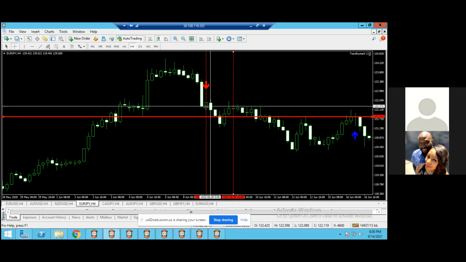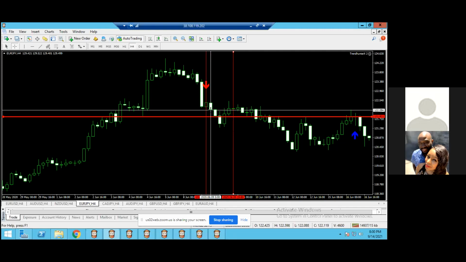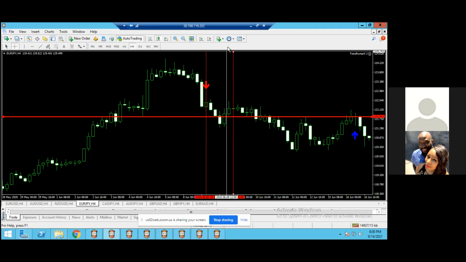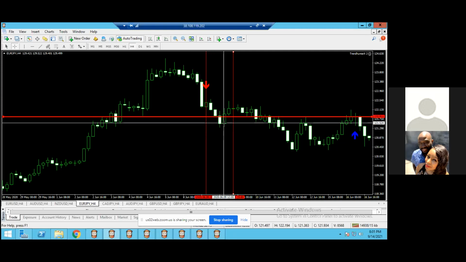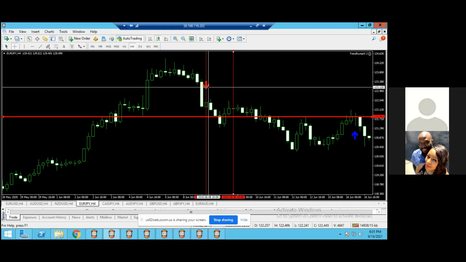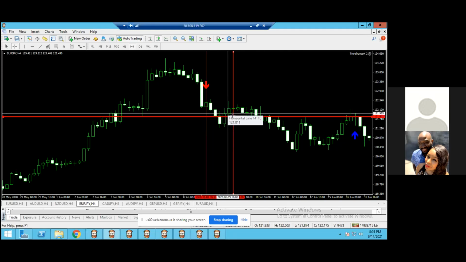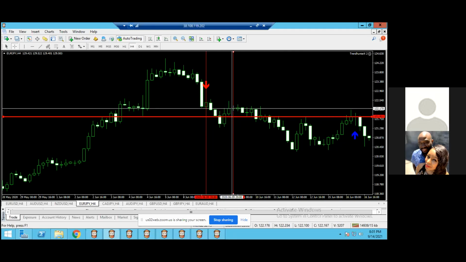Or let's just say it opened up right at the signal, and then it shoots right up. Basically you'll take a loss. The reason why we wait a couple of candles is that it's a confirmation that the trend will continue in the direction the signal is pointing. So that's why it's important to wait a couple of candles and then place the entry.